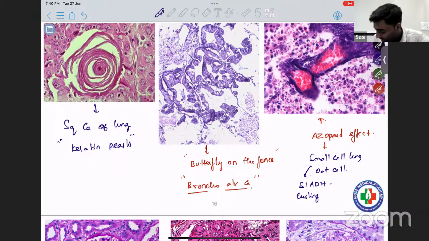Yeah, it is known as Lambert-Eaton syndrome, and it is because of the antibody against the P/Q channel. Means it's actually a calcium channel. Okay, I see a lot of confusion in this image, which is this keratin pearls image.